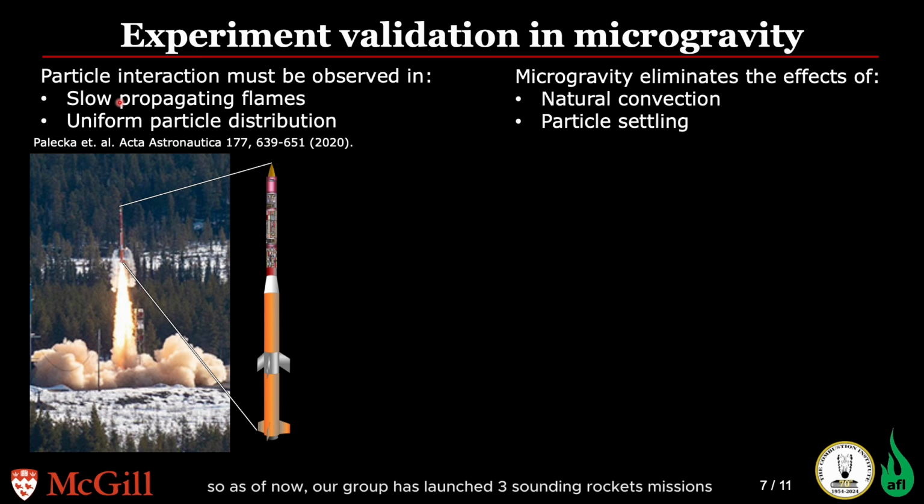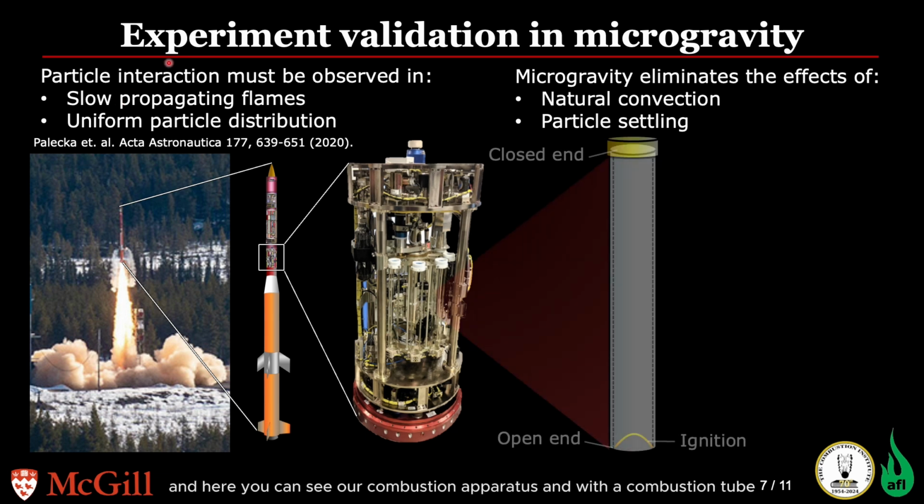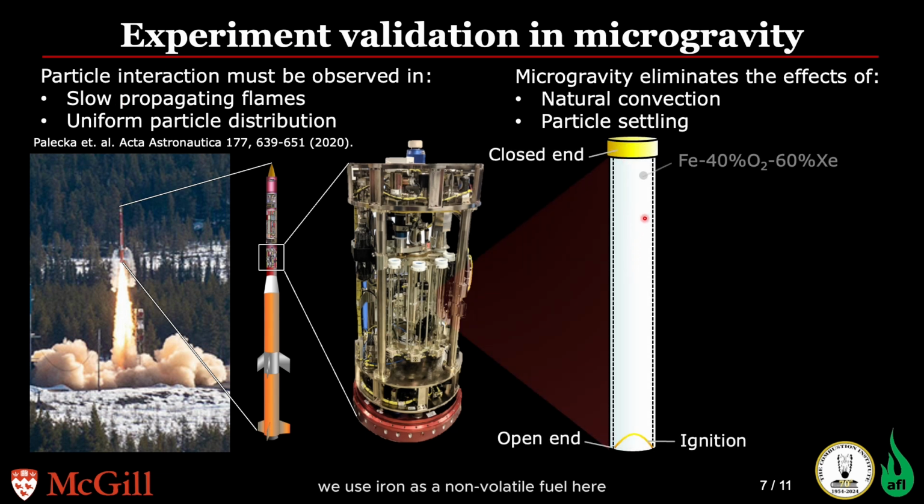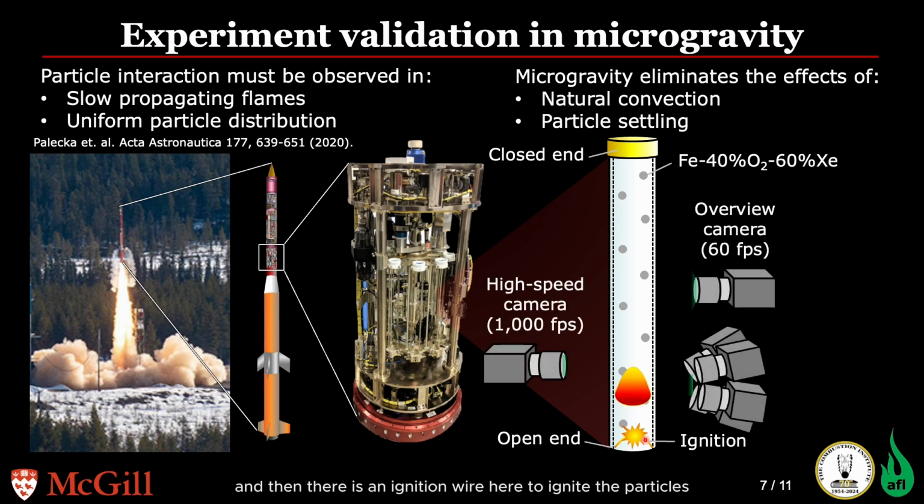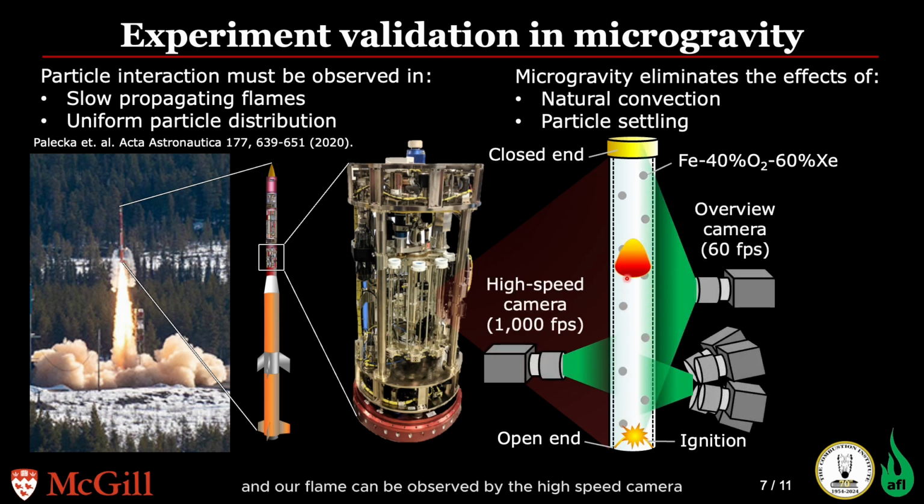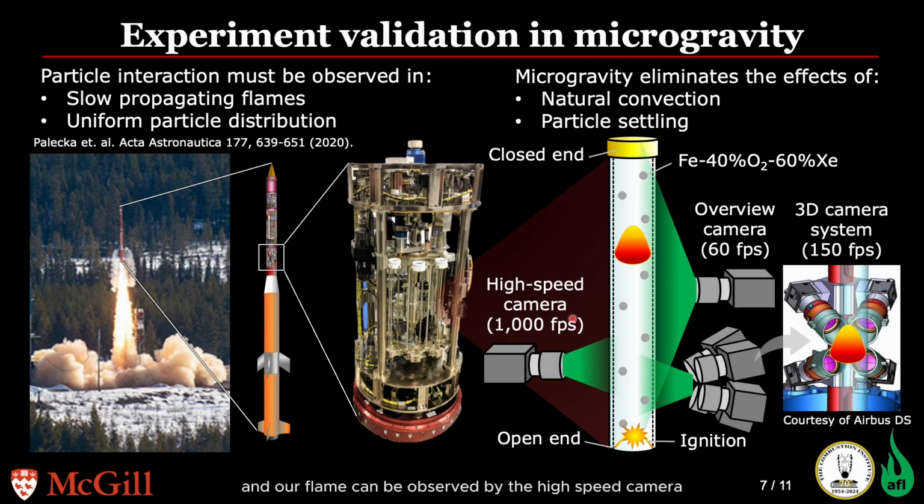So as of now, our group has launched 3 sounding rocket missions, and here you can see our combustion apparatus with a combustion tube. We use iron as a non-volatile fuel here, and the particles will be distributed from the closed end of the tube toward the open end of the tube, and then there's an ignition wire here to ignite the particles, and our flame can be observed by the high-speed camera and the 3D camera system here for the flame structure.